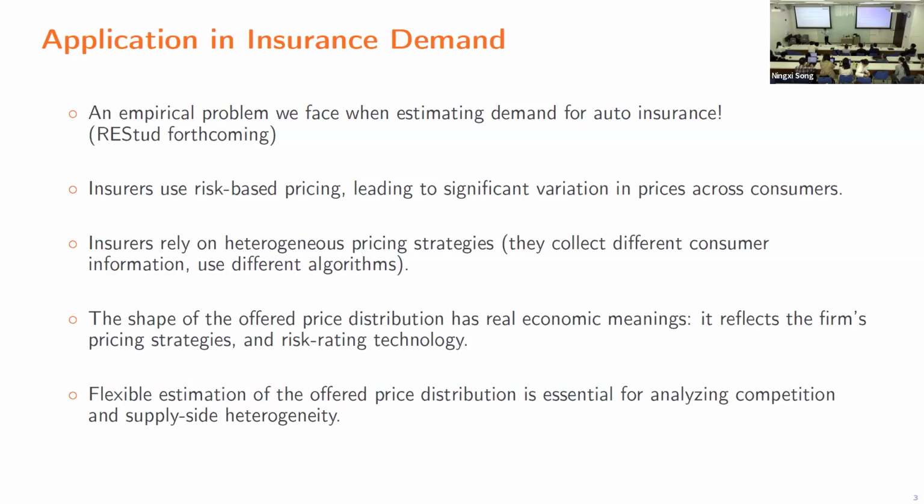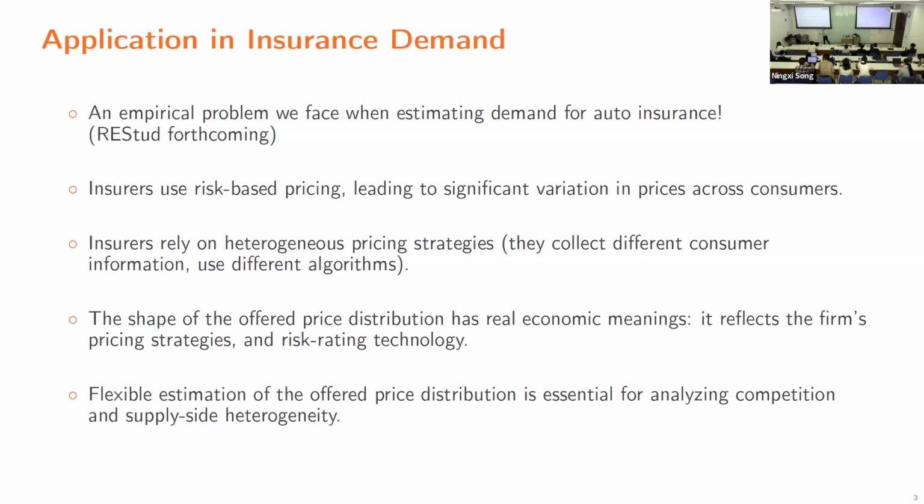But to do that, the first key step is to recover each auto insurance company's offer price distribution because the offer price increases monotonically with their risk estimate. But the problem is that in the data set, we only observe each insurance company's transaction price distribution. So again, we have a selection problem. And we want to recover the offer price distribution in a non-parametric fashion because the shape of the offer price distribution mirrors the shape of the risk estimate.